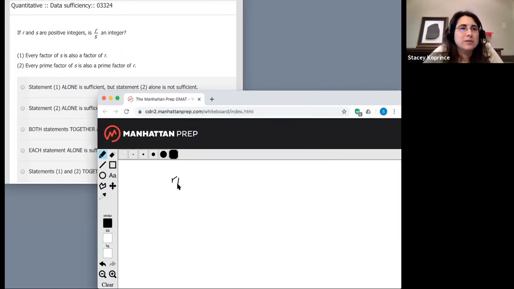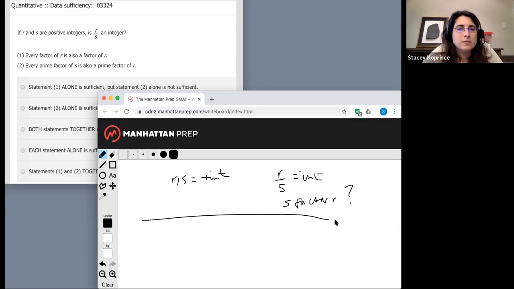R and S are positive integers. Oh, I recognize that. So if R over S is an integer, what that basically means is S goes away. It's really: is S a factor of R? And statement 1 says what I just said. I'm not even going to write down BCE. Ooh, how does it change when it's a prime factor?